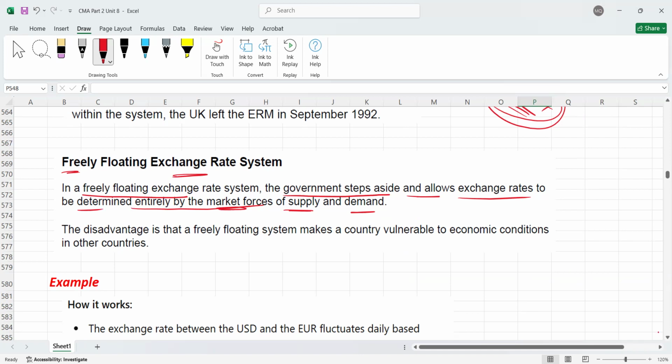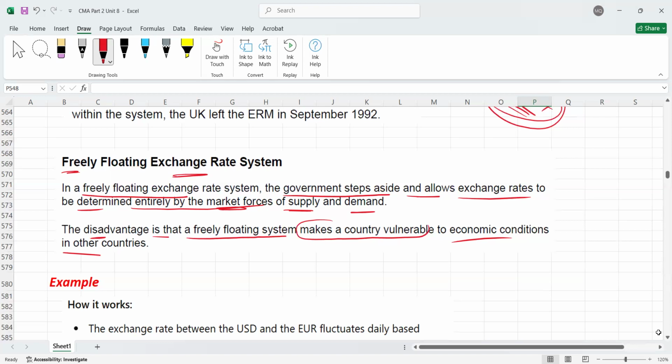Now guys, here please remember the disadvantage. What is the disadvantage here? The disadvantage is that a freely floating system makes a country vulnerable to the economic conditions in other countries, right? For example, if you are having a war in any specific country, obviously if it is freely floating, it's not properly managed. So what will happen? Obviously, exchange rate will fluctuate, right?